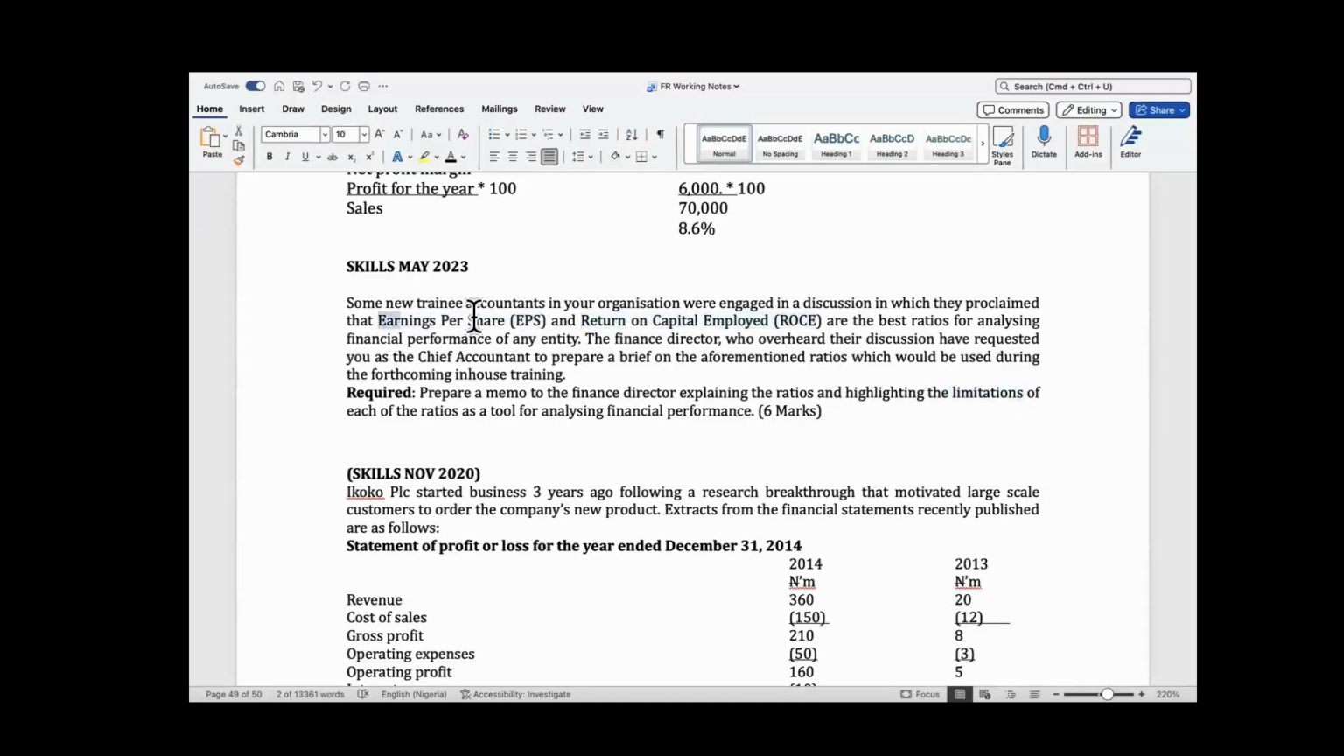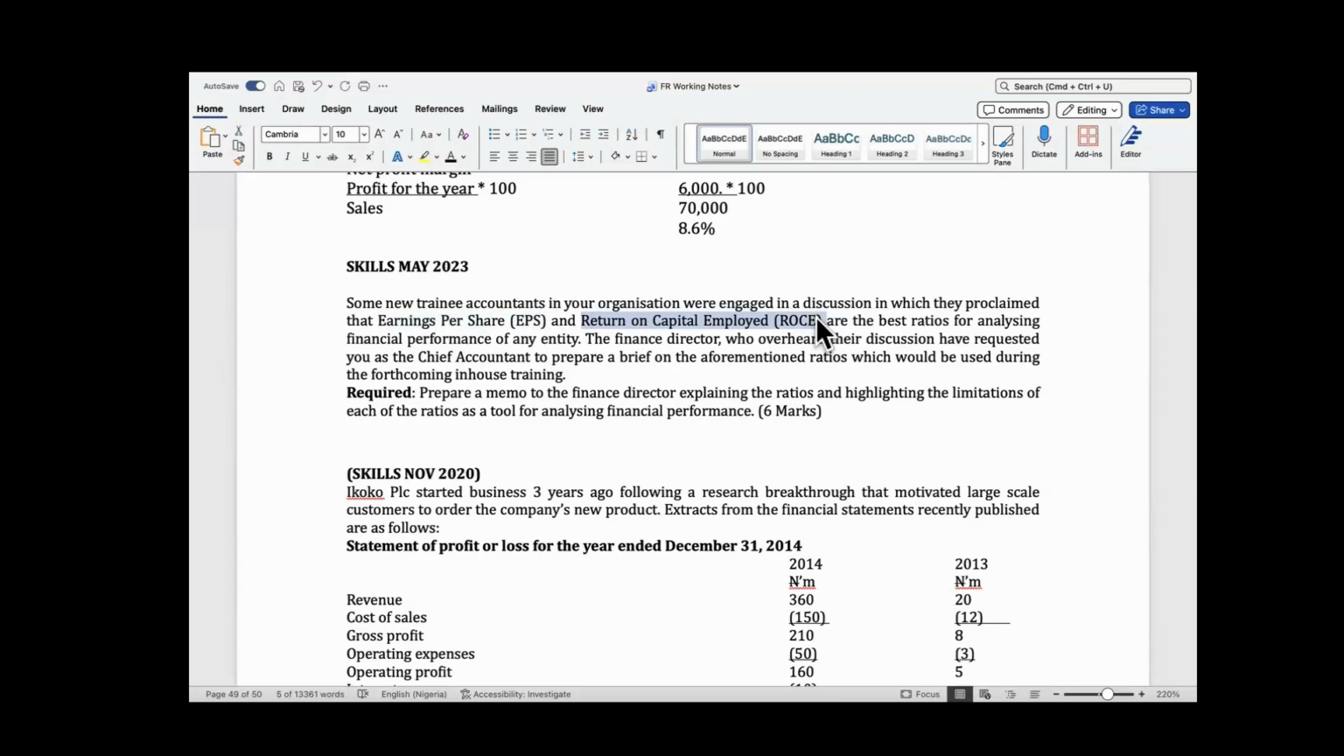Like for EPS, I know for sure that it does not consider capital invested. It just looks at profitability and it can easily be manipulated. Again, it does not consider inflation. So you just say we have EPS of this. It does not really say much. It does not consider a lot of things. It's a major limitation.